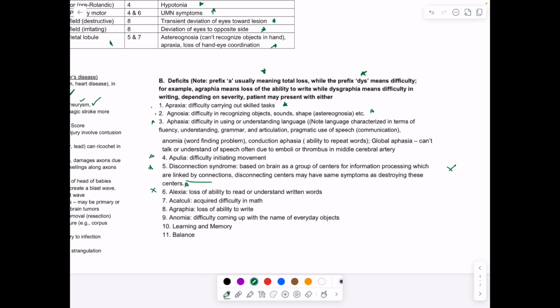Okay. Alexia, difficulty reading. Acalculia, math. Agraphia, a hard time writing. Anomia, difficulty coming up with names. And then memory, learning, and balance deficits.